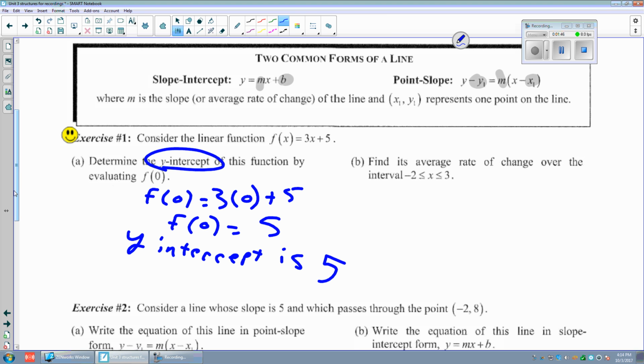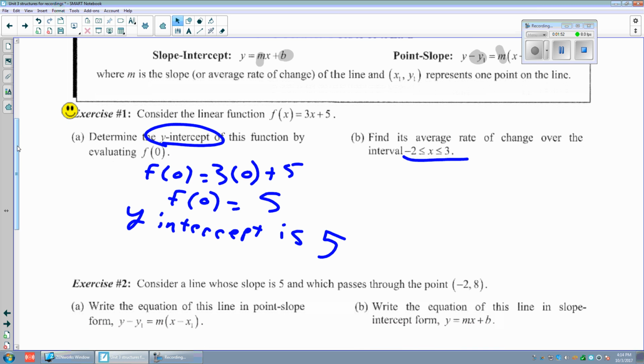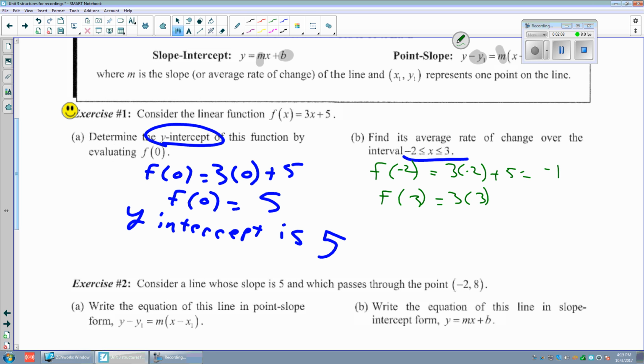Find the average rate of change over the interval. f of negative 2 equals 3 times negative 2 plus 5, which is negative 1. f of 3 is 3 times 3 plus 5, which is 11.